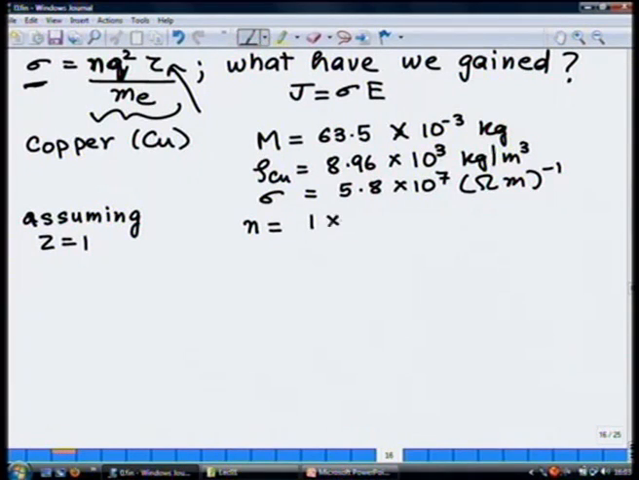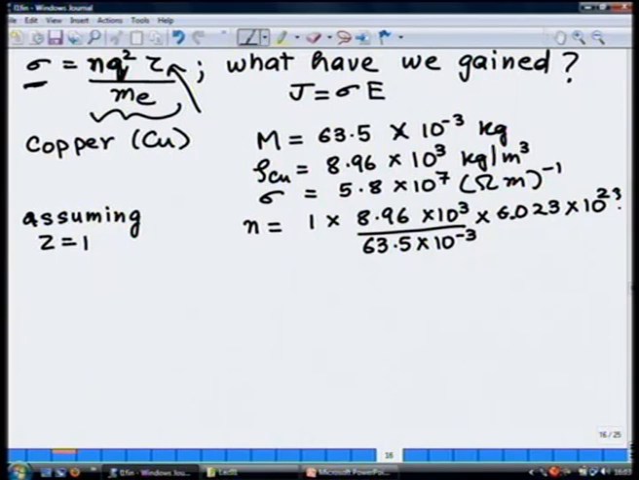In fact, you can calculate this: 1 into the density, 8.96 into 10 to the power 3 kg per meter cube, divided by the molecular weight, 63.5 into 10 to the power minus 3, gives moles per meter cube, into 6.023 into 10 to the power 23 atoms per mole, gives the number of atoms per meter cube. Since there is 1 electron per atom, this many electrons, which I have calculated as 8.49 into 10 to the power 28 electrons per meter cube, or about 10 to the power 22 electrons per centimeter cube.